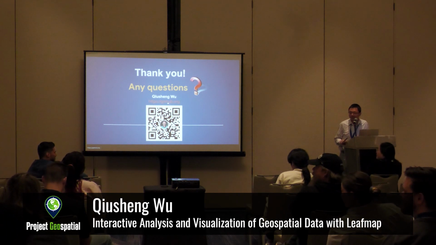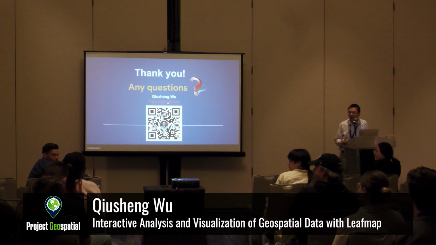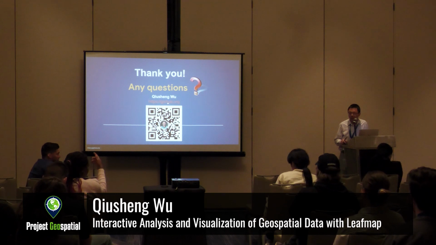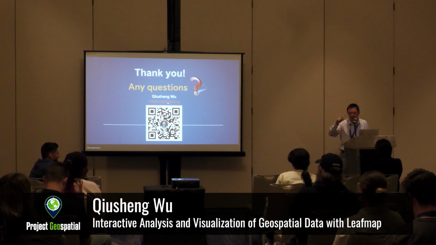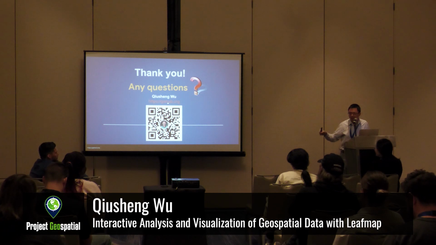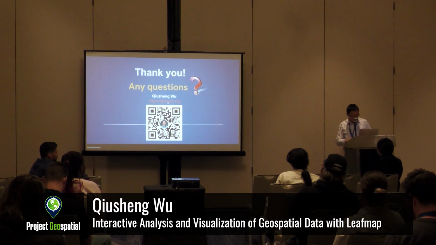Any questions? Yes? I have a question about putting a legend on a map. How can you do that in Leafmap? Yes, one line of code if it is built-in, or two lines of code. So map.add_legend, and then just provide the dictionary, with the key and the color. If you want, I can show you here.